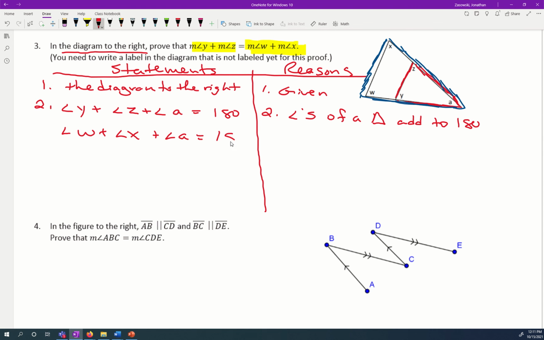All right, I like it. Are also equal to 180. Do we need a new reason for this? No, it's the same reason, so we'll just put a comma there to put those together. So far, so good?